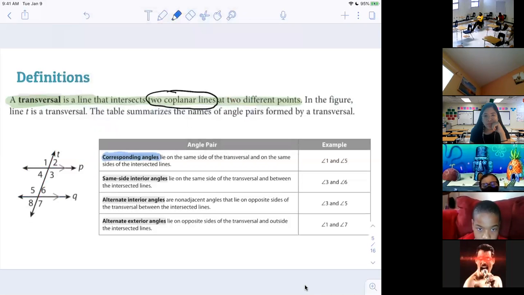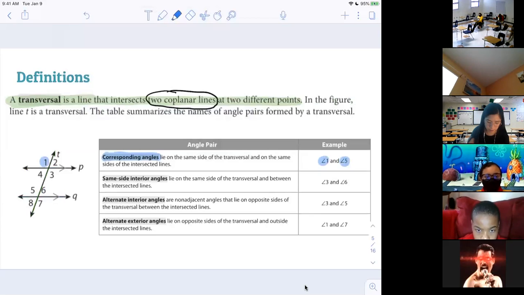Lie on the same side of the transversal and on the same sides of the intersected lines. Awesome. Thank you, Alejandro. Perfect. So corresponding angles are, let's figure this out, on the same side of the transversal. So if my transversal is this one in the middle, they're on the same side of it and on the same sides of the intersected lines. So in other words, here's an example. They tell us angle 1 and angle 5 are corresponding angles.